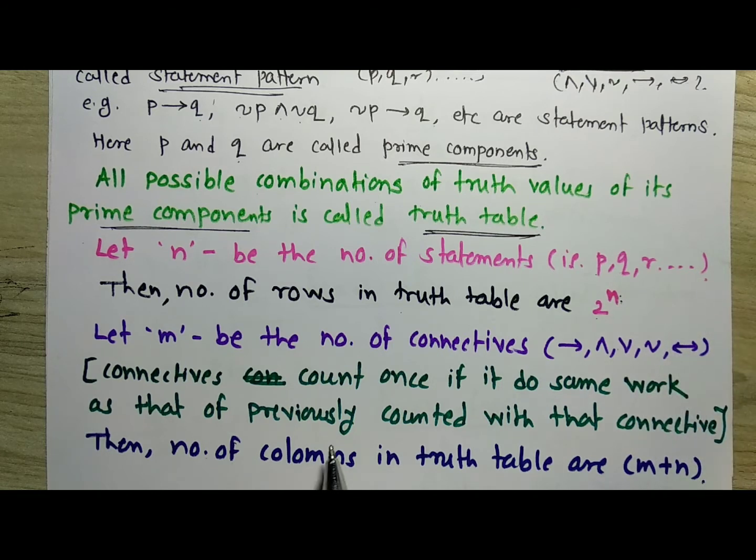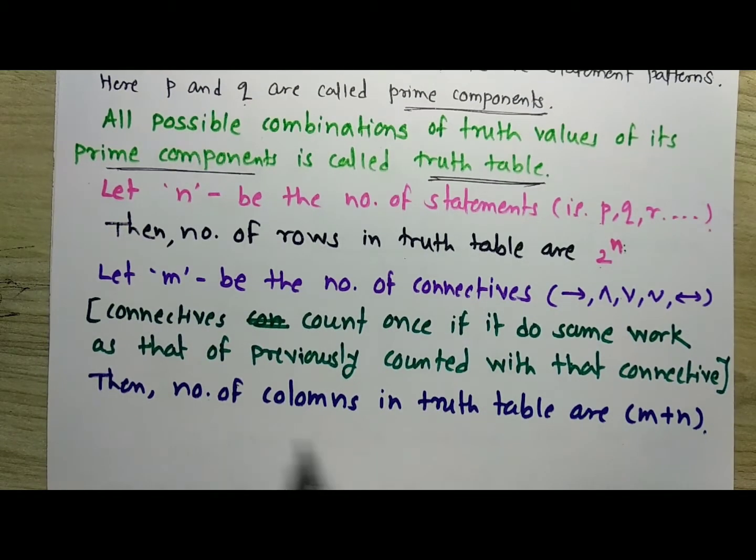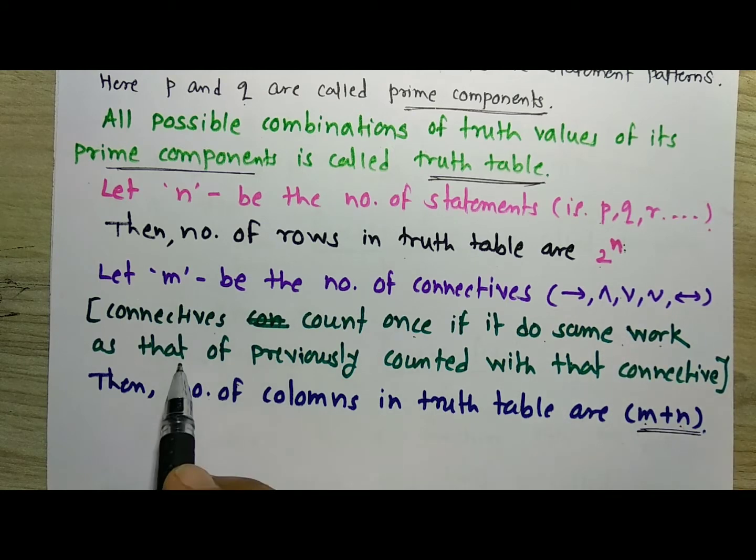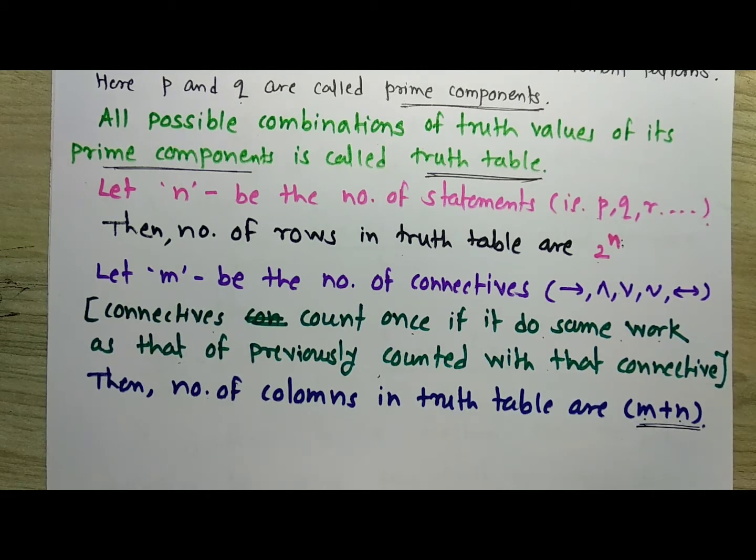And how do we calculate the number of columns? Let m be the number of connectives, that is implication, and, or, negation, double implication. The number of columns in a truth table is equal to m plus n, where m is the number of connectives and n is the number of statements. And here you have to count a connective once if it does the same work as a previously counted connective. What does it mean?